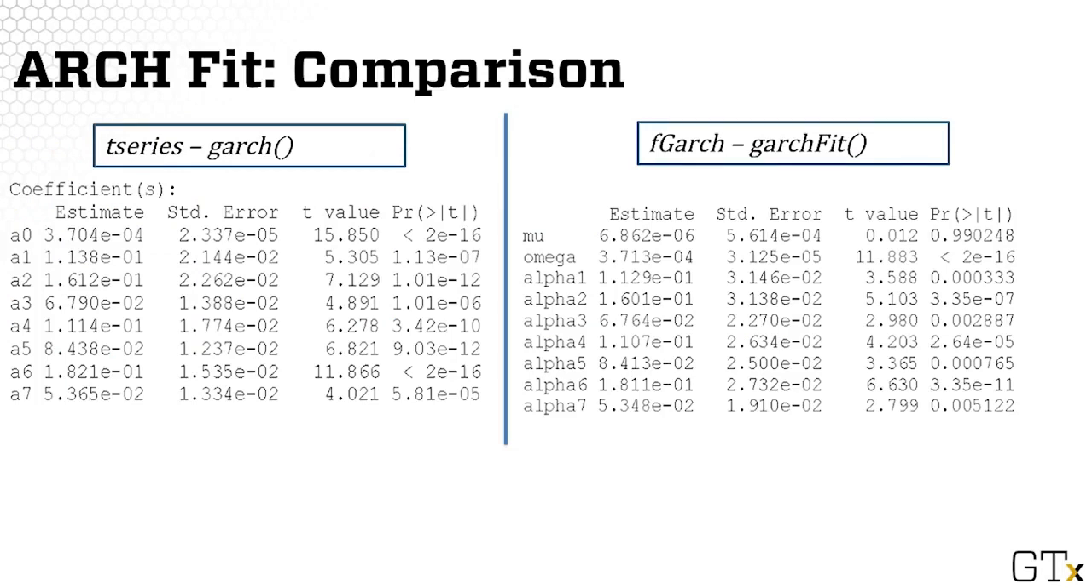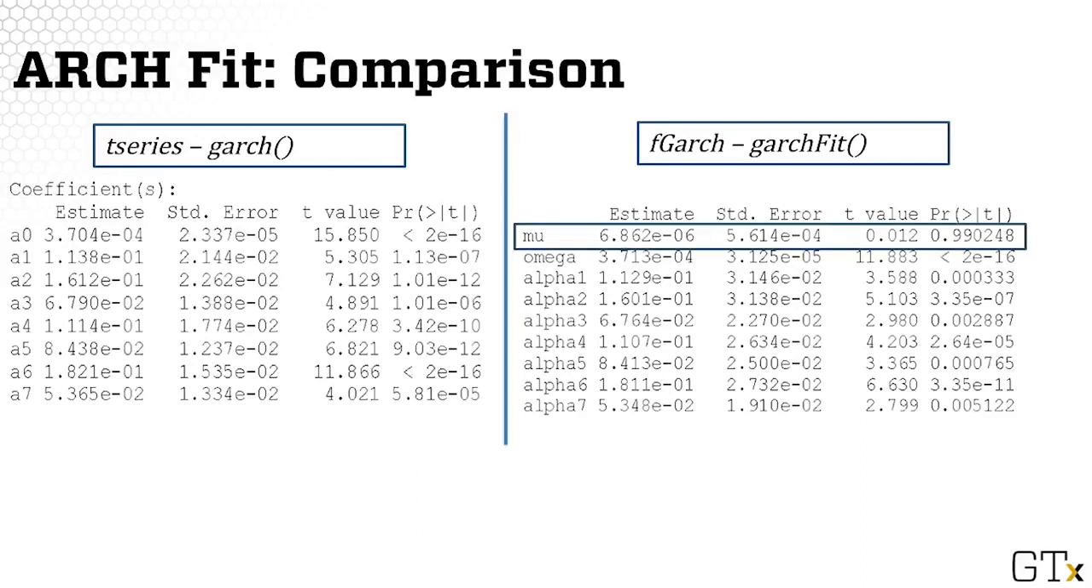This slide compares the outputs for fitting the ARCH model to the residual process using the two implementations, using the garch function on the left and the garchFit function on the right. The omega coefficient in the garchFit corresponds to the a0 coefficient in the garch. The coefficients alpha 1 to 7 correspond to the coefficients a1 to a7. The estimates from the two models are almost identical.